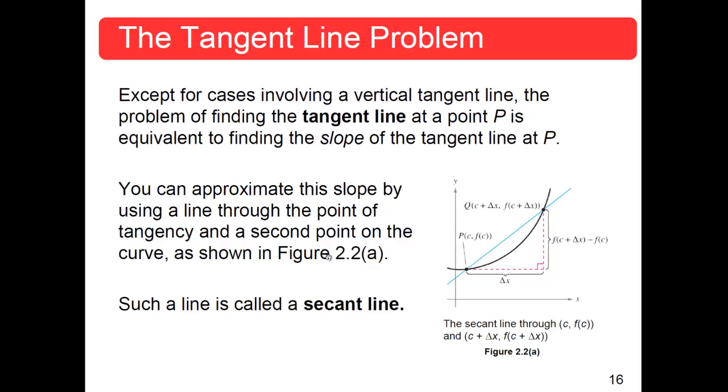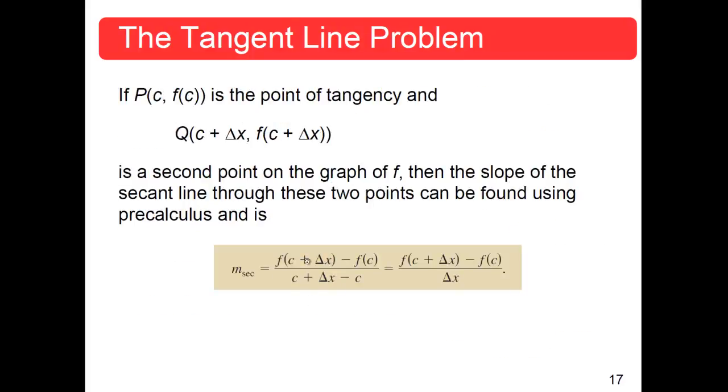So here we're labeling this x2, y2, x1, y1. Then we simply apply the slope formula, and you get f of c plus delta x minus f of c over c plus delta x, that's x2 minus x1. Simplify it slightly, and there is the slope of your secant line.